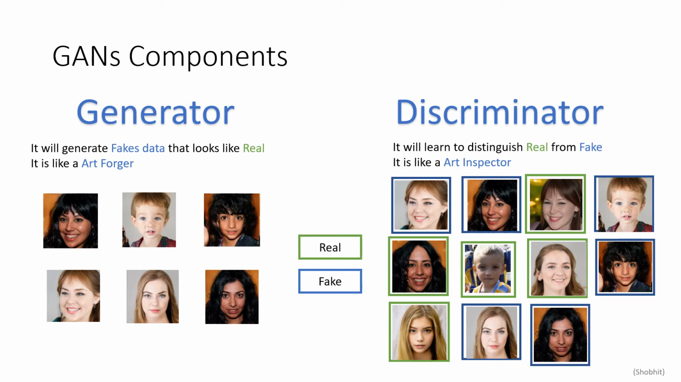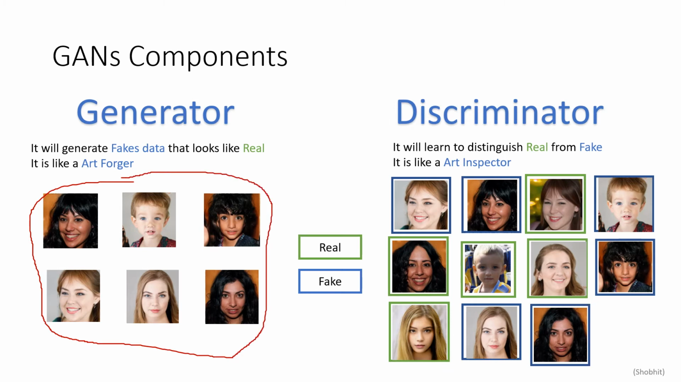GANs have two components. First is the generator, second is the discriminator. The generator's task is to generate fake data that looks like real. If you see here, these are some samples generated by the generator. It is like an art forger.